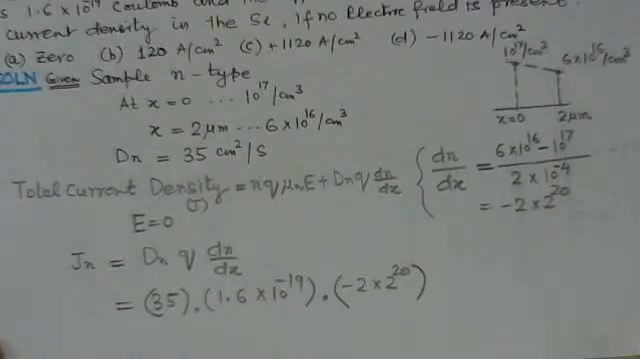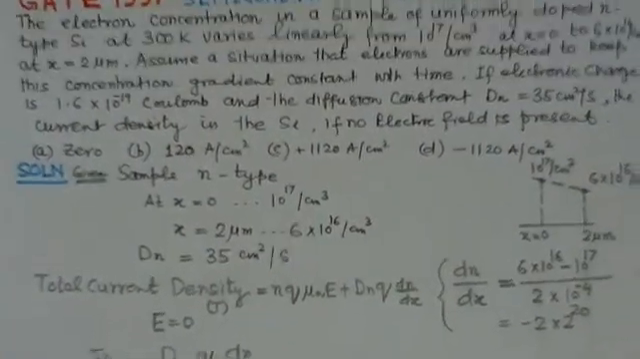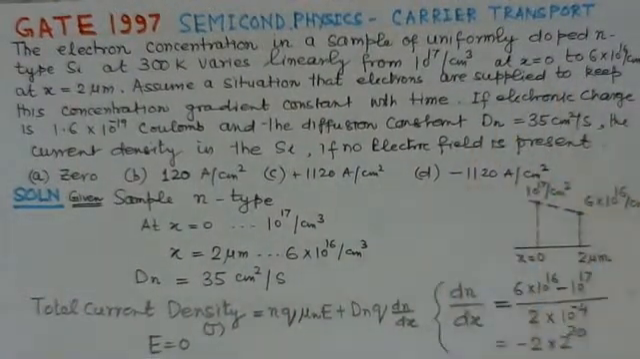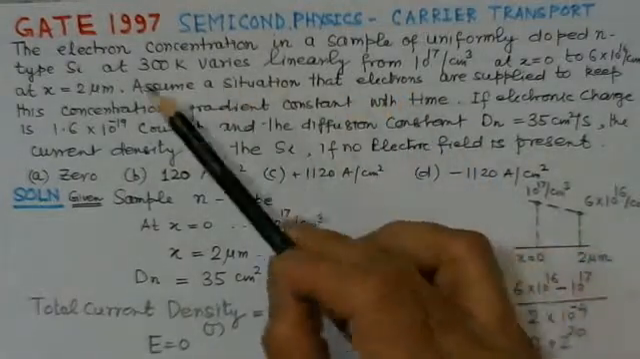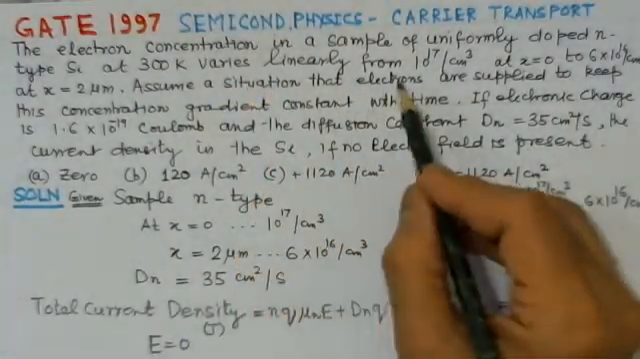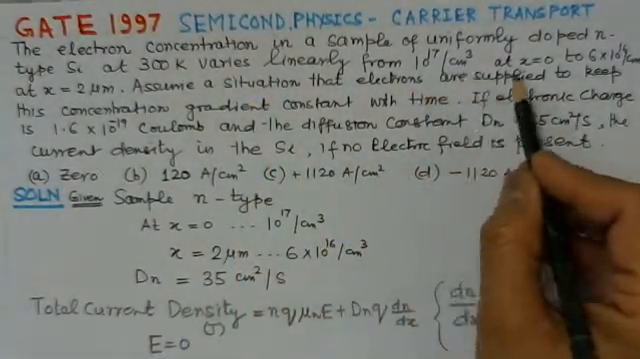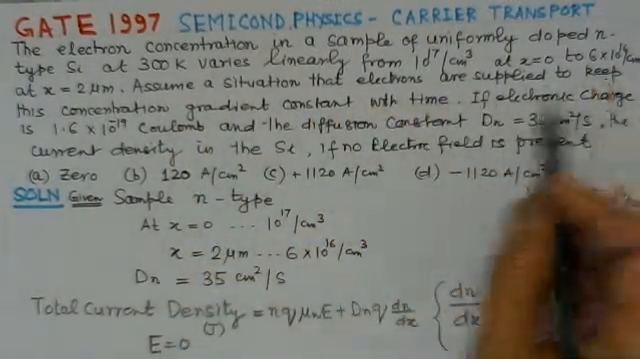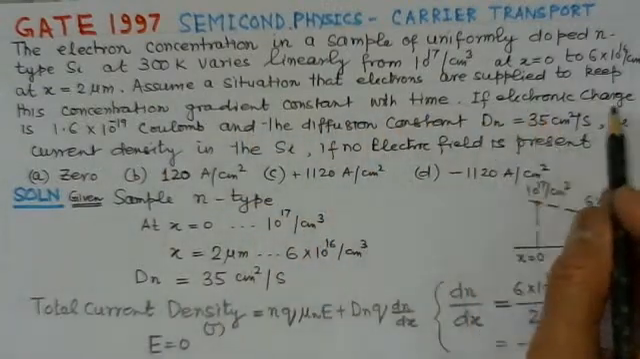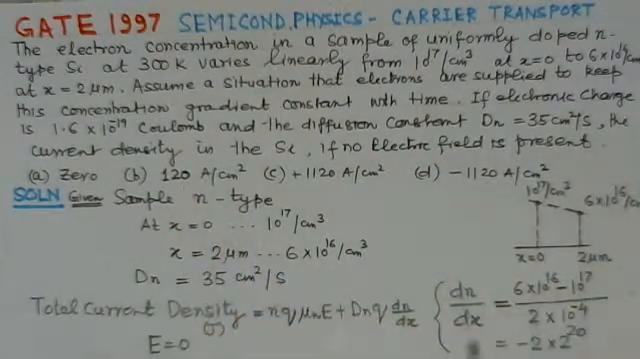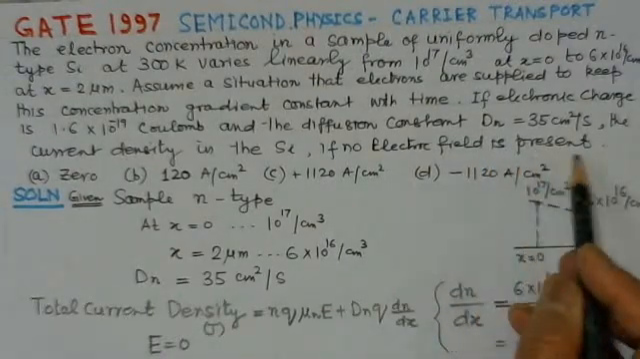Okay, now we'll take the third problem. This problem is again based on semiconductor physics and the carrier transport phenomenon. The electron concentration in a sample of uniformly doped n-type silicon at 300 K varies linearly from 10 to the 17 per centimeter cube at x equals 0 to this value. Assume that electrons are supplied to keep this concentration gradient constant with time. If the electron charge and the diffusion constant Dn are given, find the current density in the silicon if no electric field is present.